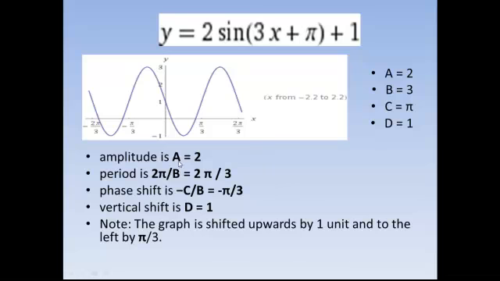And the vertical shift is d equals to 1, so the curve is shifting upward by 1. Here we see the amplitude is 2, so since the curve is shifting by 1, the peak is at 3, 2 plus 1, 3, and the trough is at minus 1. So the thing to note here is that the graph is shifted upwards by 1 unit and to the left by pi by 3.